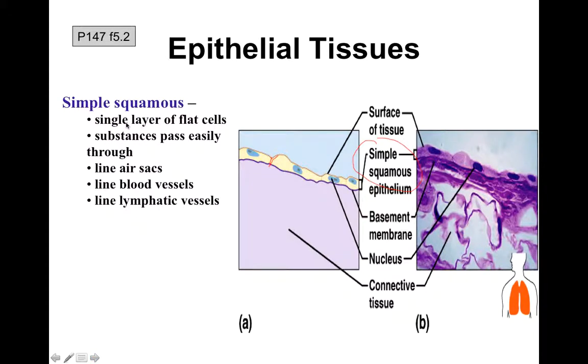Okay. We find simple squamous tissue in the air sacs of the lungs, so that things like oxygen and carbon dioxide can pass through. Blood vessels, also nutrients can get in and out, waste products can get in and out, and lining the lymphatic vessels.